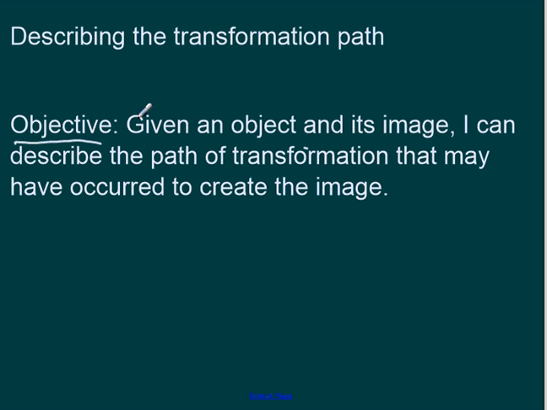Our topic today is describing the transformation path. In class today, we've been doing a lot of work given an object and its translation, reflection, or rotation, and figuring out where its image is. But our objective today is, given an object and its image, I can describe the path of transformation that may have occurred to create the image.